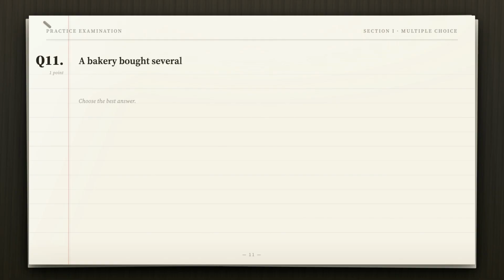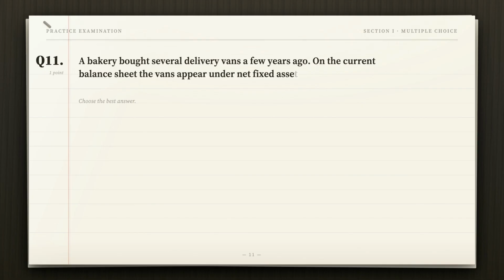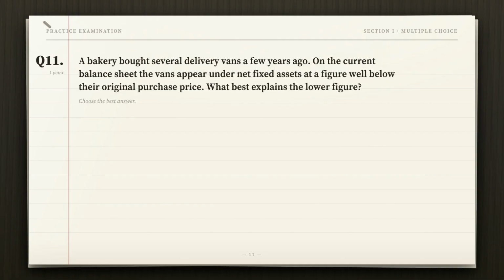Question 11. A bakery bought several delivery vans a few years ago. On the current balance sheet, the vans appear under net fixed assets at a figure well below their original purchase price. What best explains the lower figure?